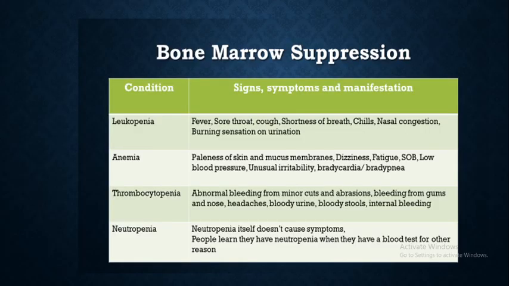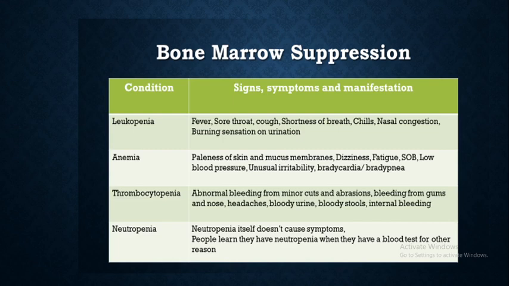Bone marrow suppression could happen due to many reasons. Leukopenia. What is that? Any penia, neutropenia, leukopenia, means low counts, whereas neutrophilia means increased counts. So in case of leukopenia, or decrease of white blood cells, this kind of symptoms could happen: fever, sore throat, cough, shortness of breath, chills, nasal congestion, and burning sensation.